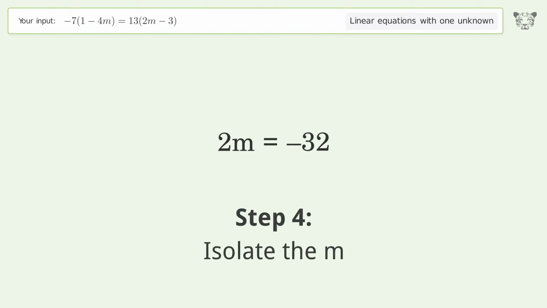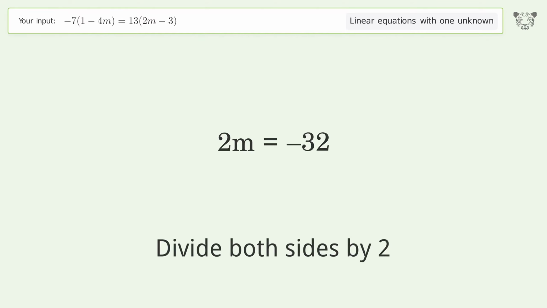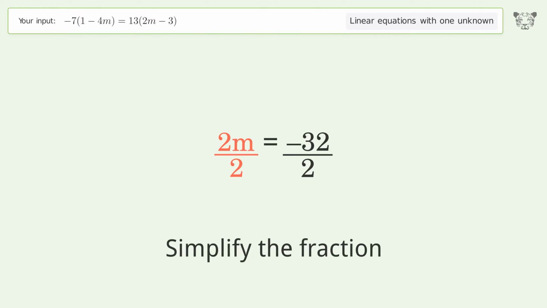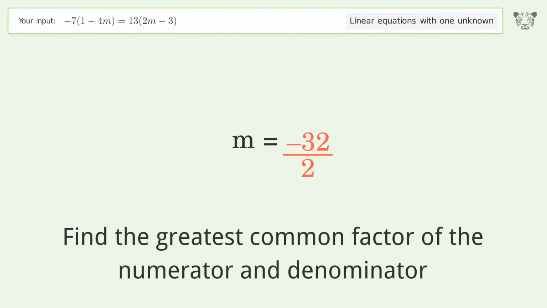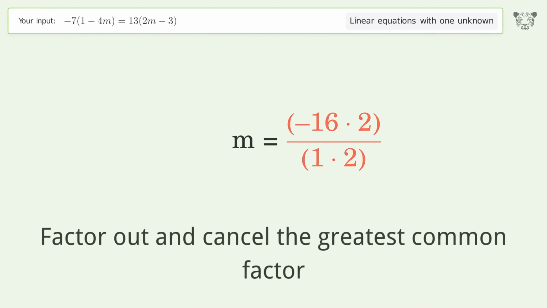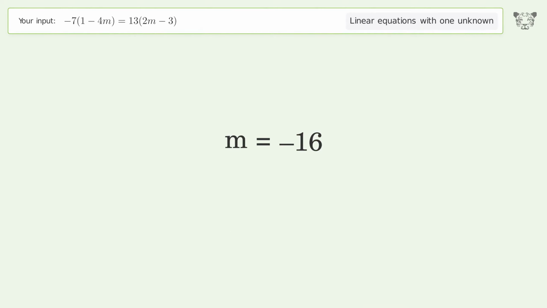Isolate the m. Divide both sides by 2. Simplify the fraction. Find the greatest common factor of the numerator and denominator. Factor out and cancel the greatest common factor. And so the final result is m equals -16.